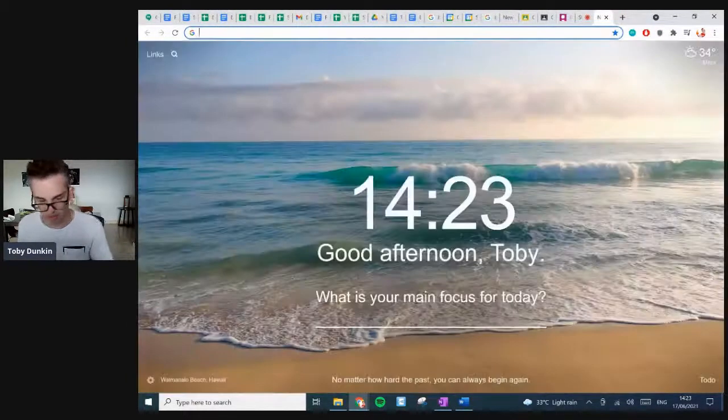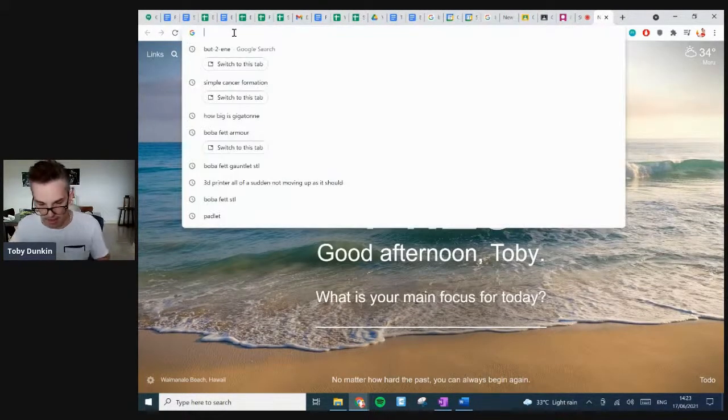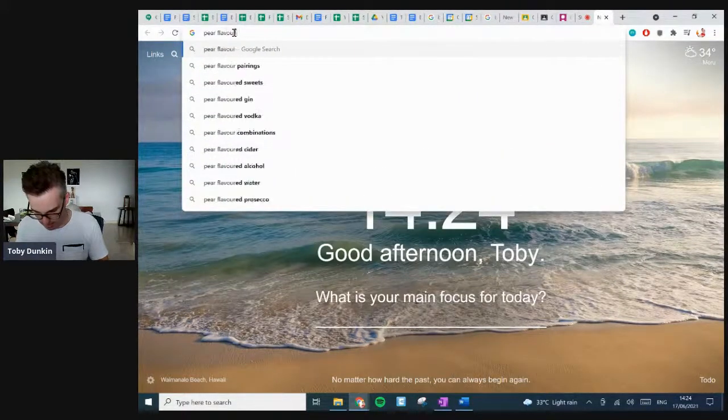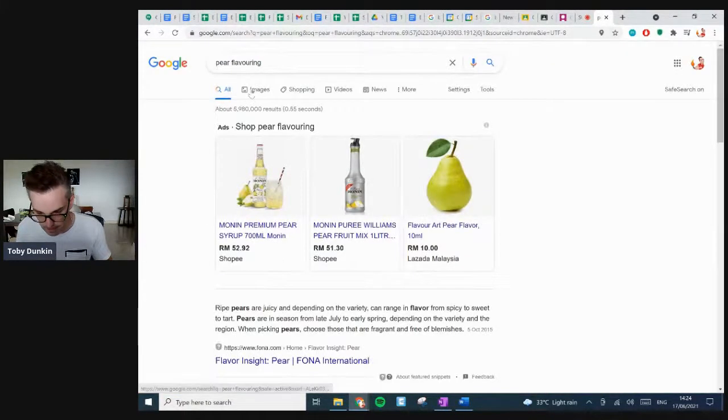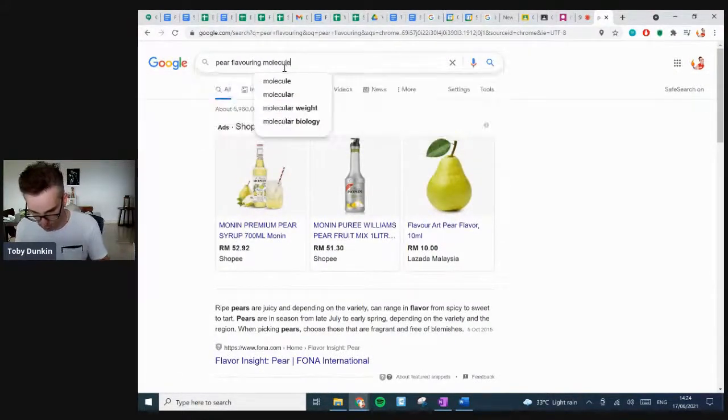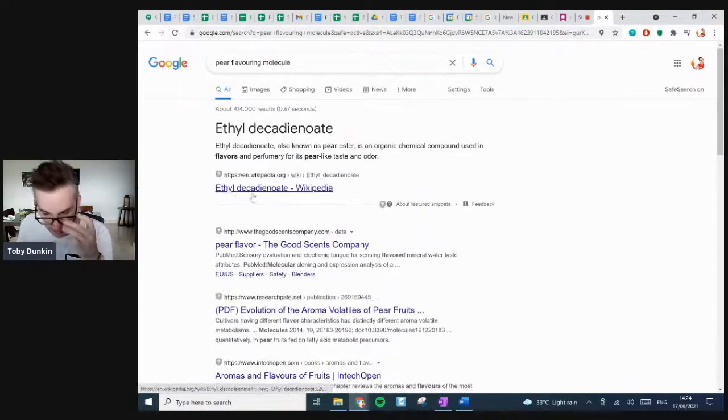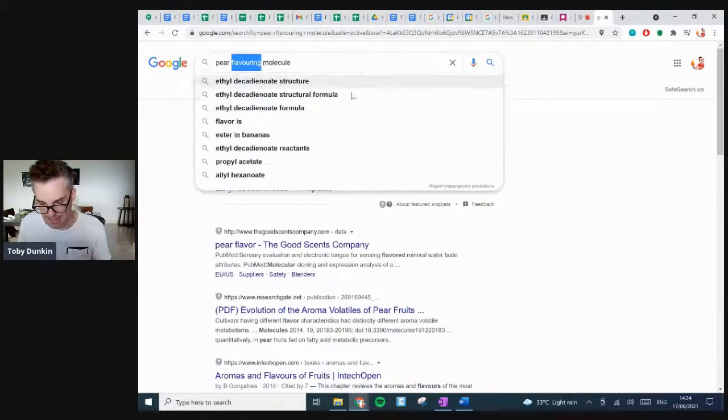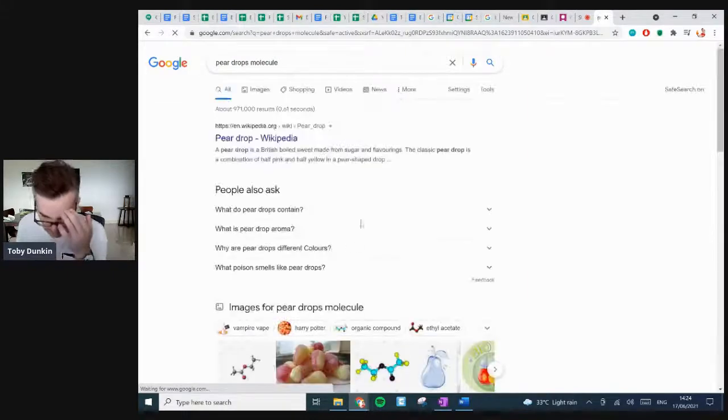This is where the internet's super useful for me. So what I can do is just grab my keyboard, do the best I can. Let's go for pear flavoring. Let's go pear flavoring molecule. Ethyl decadienoate. It's got an E in it. Let's go for pear drops. That'll be easier, because that's a bit simpler.